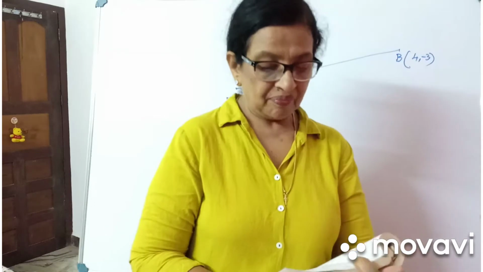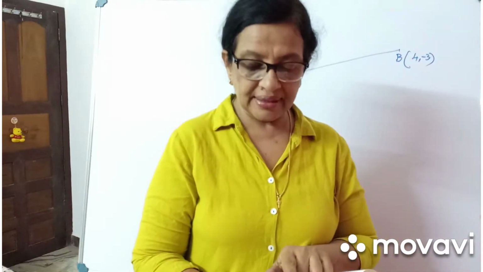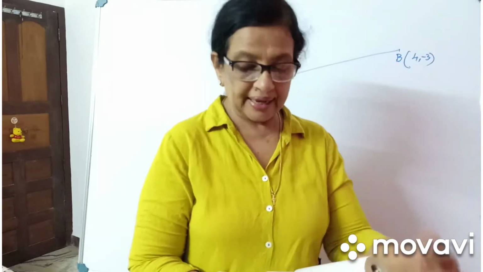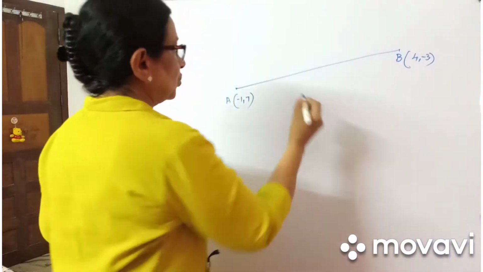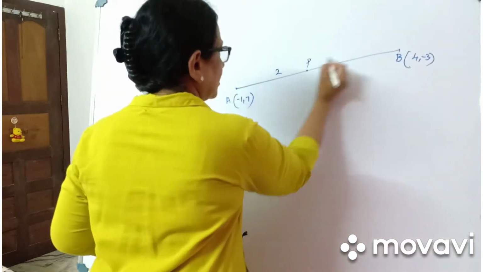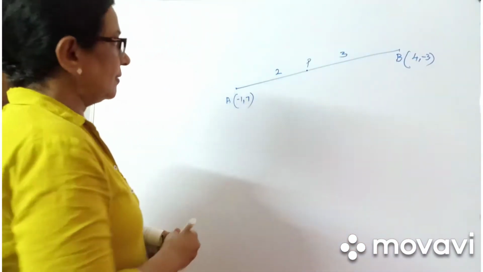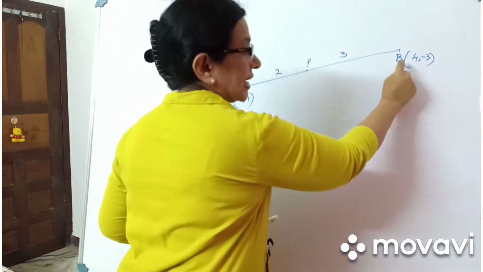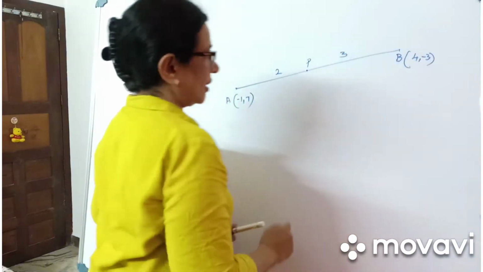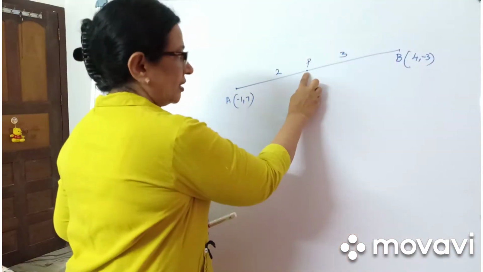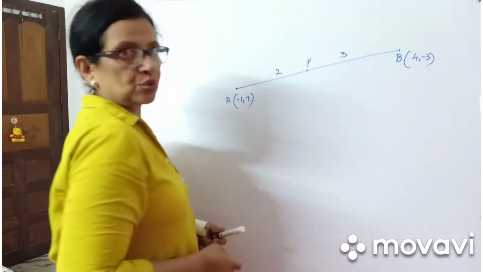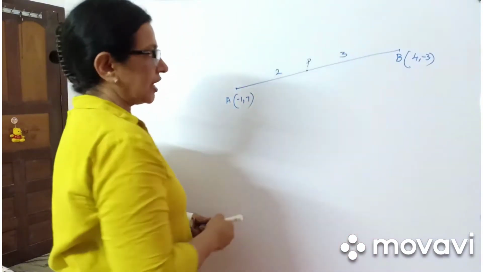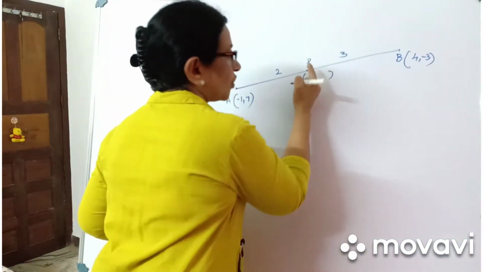The first question: find the coordinates of the point which divides the join of (-1, 7) and (4, -3) in the ratio 2:3. Understood the question? Let A be (-1, 7) and B be (4, -3). There is a point P which divides it in the ratio 2:3. This is not the midpoint. It divides the line in the ratio 2:3. You have to find the coordinates of this point.